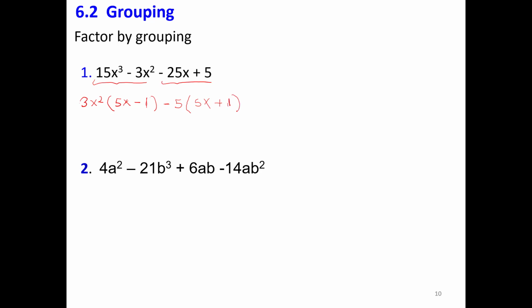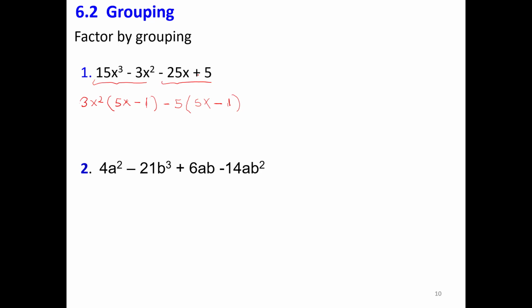Now check if the sign is correct. Negative times positive is negative. 5 times 5x is 25x. Negative times positive is negative. But here in the problem we had positive, and we need to fix that. This sign should not be positive, it should be negative. It's the only way we can get this positive. The negative times negative is positive.